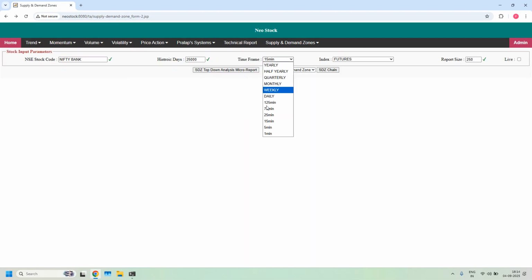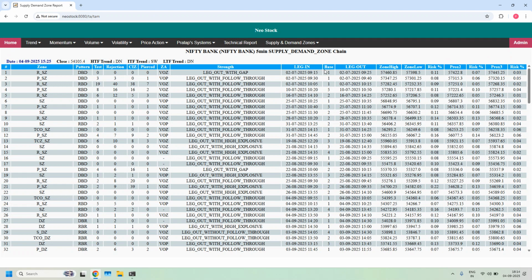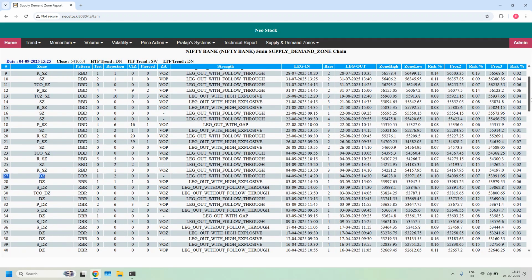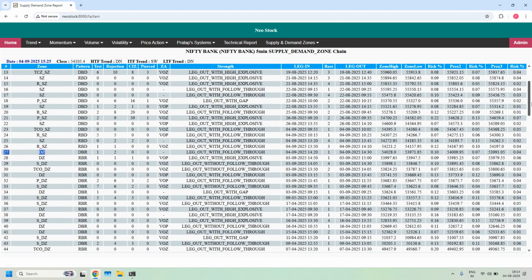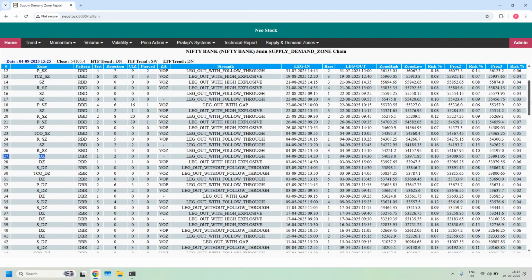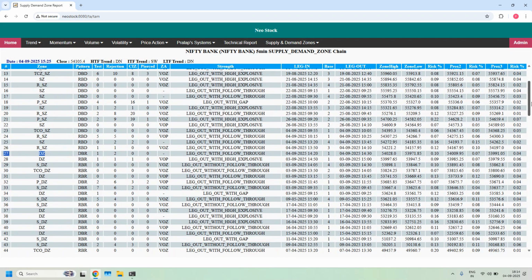Next, generating 5 minutes supply demand zone chain for Bank Nifty. The nearest demand zone for the current closing price, serial number 27. I will keep it in the middle of the page. Okay. So this is Bank Nifty supply demand zone chain. So we have generated both Nifty and Bank Nifty supply demand zone chain reports.